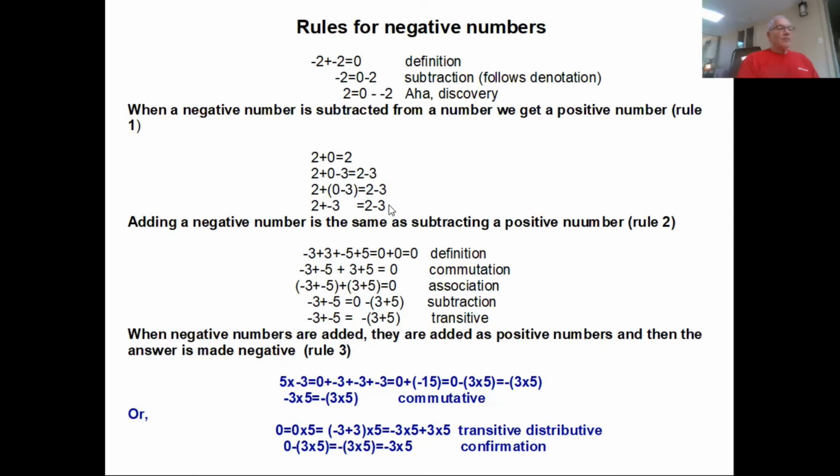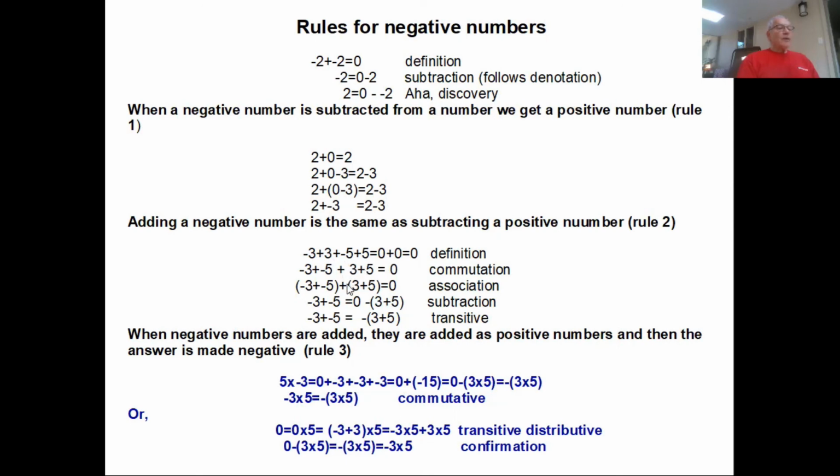Rule number 2. And now what happens if we add negative numbers? Well, we take the definition for negative 3 and negative 5. We know that added to its inverse, this is 0. We now commute them to get the negative numbers and the positive numbers together.